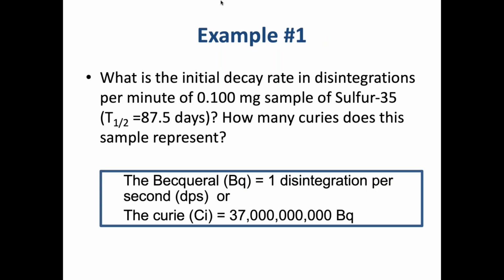Okay, so what is the initial decay rate per minute of, so first of all, number 1, we see right away something that's throwing a little curve here because we know becquerels is per second, curies is per second, of 1/10 of a milligram of sulfur 35. They were nice, gave us the half-life. We didn't have to go back to that other slide. How many curies does this sample represent?